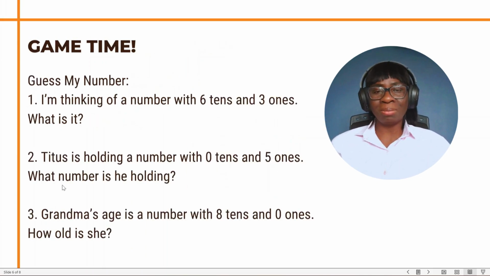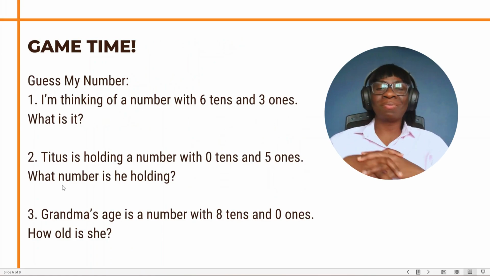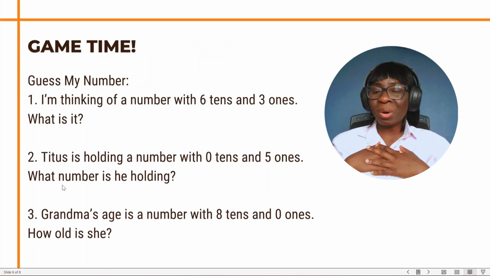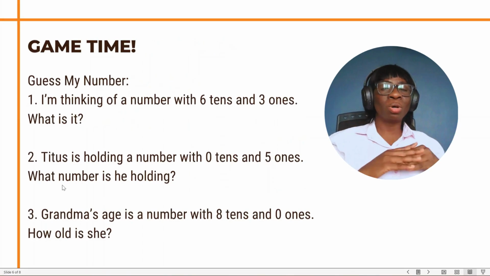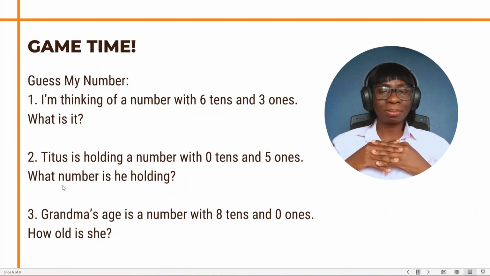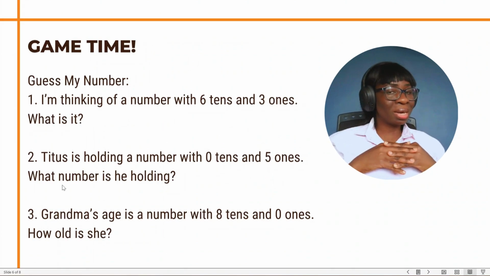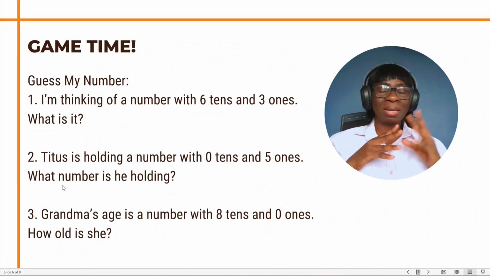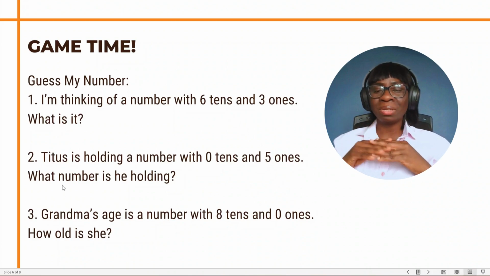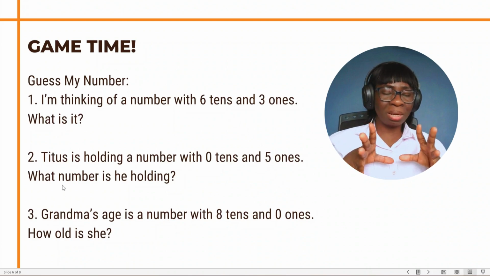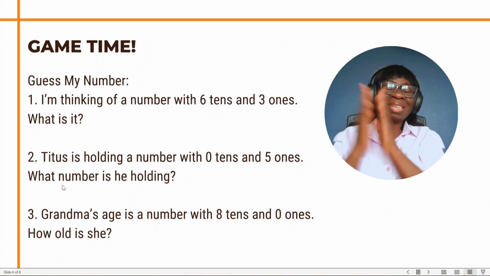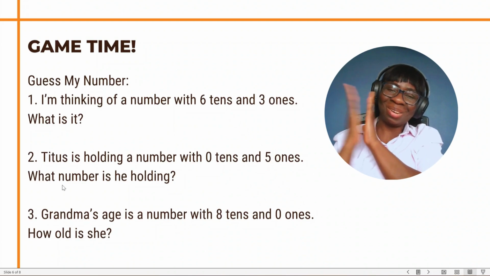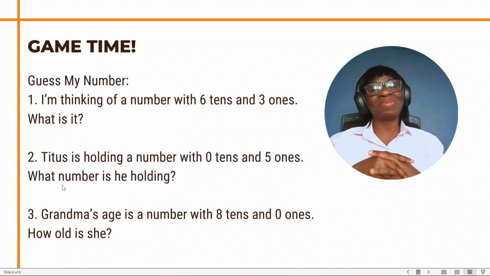Do you like games? Oh, I also love games. So let's play this game. I am thinking of a number with 6 tens and 3 ones. What is the number? Don't forget, ones is by the right and tens is by the left. So this number that I'm thinking of has 6 tens and 3 ones. What is the number? 63. Lovely, that's so good of you.